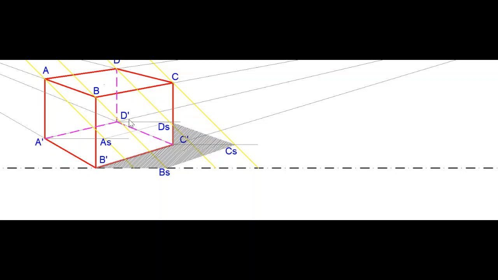Now the faces which are making the shadow on the ground will be in shade. So this face A, B, B dash and A dash will be in shade, and D, D dash, C dash and C. So these faces will be in shade. Face B, C, C dash and B dash has been shown in shade. At the ground, this is the shadow of the block, and face D, C, C dash, D dash is not visible but it will be in shade.